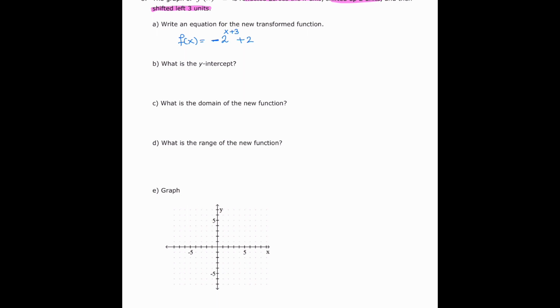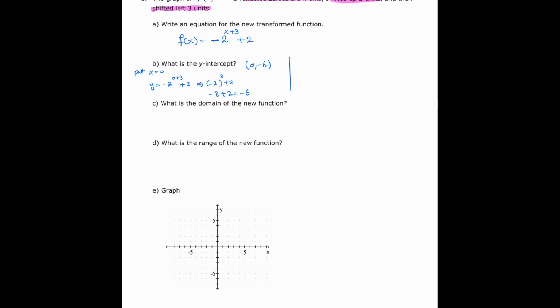What is the y-intercept? To find the y-intercept, you're going to put x is equal to 0. So if you plug that in, you're going to get y equals -2 to the 0 plus 3, plus 2, which will give you -2 to the 3rd power plus 2, which is -8 plus 2, and that is -6. So the y-intercept is going to be (0, -6).